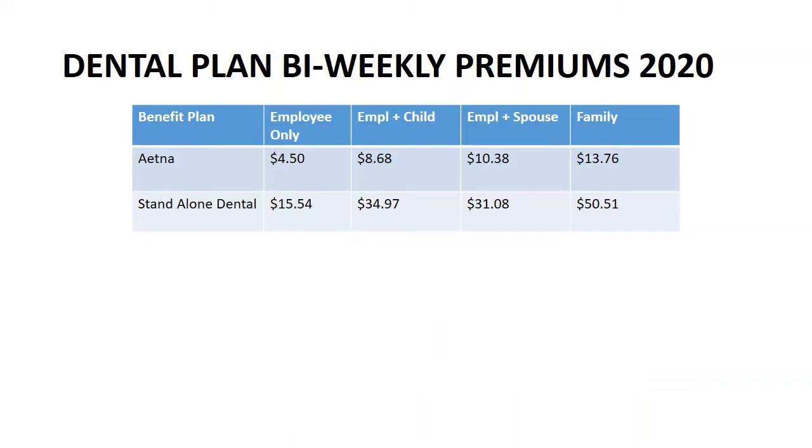The premium amounts shown are the bi-weekly costs that employees would pay each paycheck. We offer 4 different categories: employee only, employee plus child or children, employee and spouse, and family. These prices are subject to change year to year. The next year's premium cost will be available during the open enrollment season.